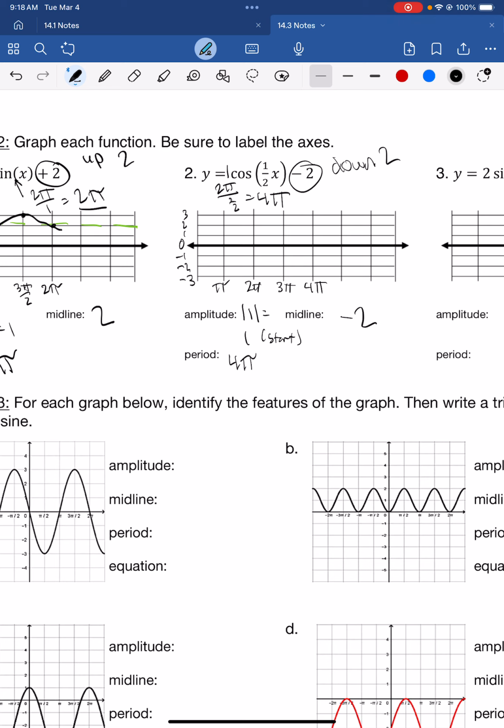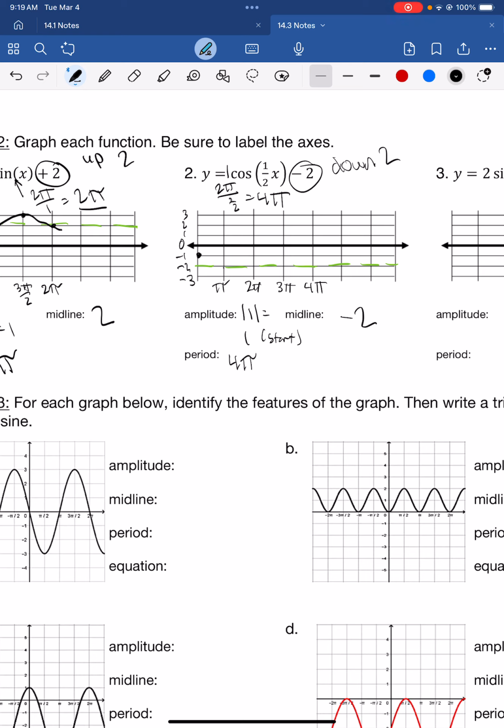So we're going to move our midline down too. I'll do that in green. So we're going to move that down to here. And now we're ready to graph. So our graph again starts at your amplitude, right? So we're going to start 1 above our midline. So even though our amplitude's 1, we don't start at 1. It just means we start 1 above.